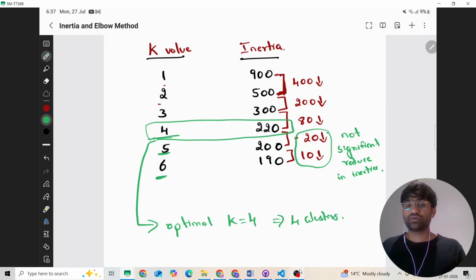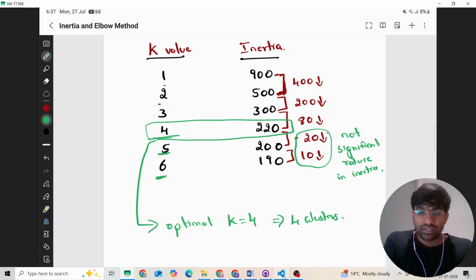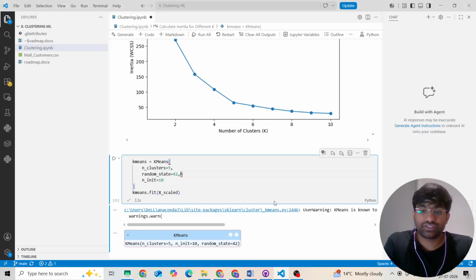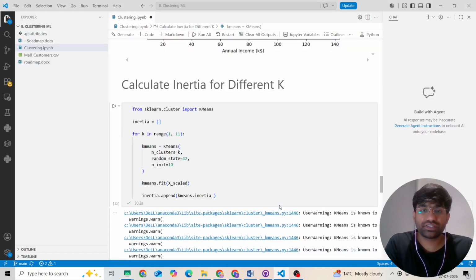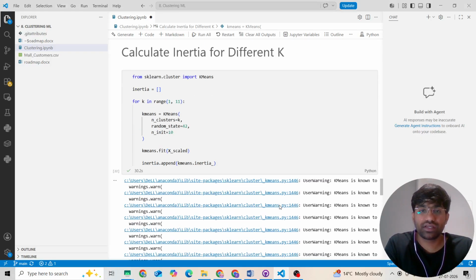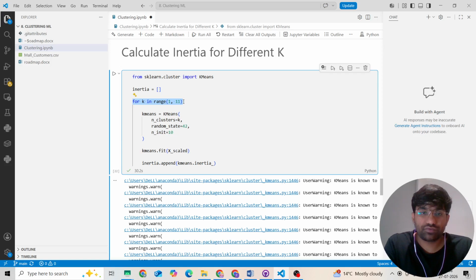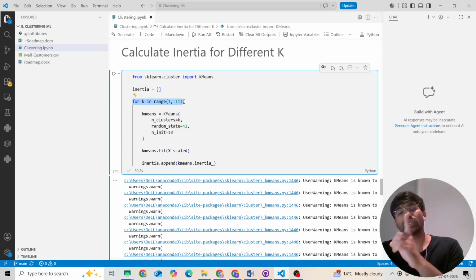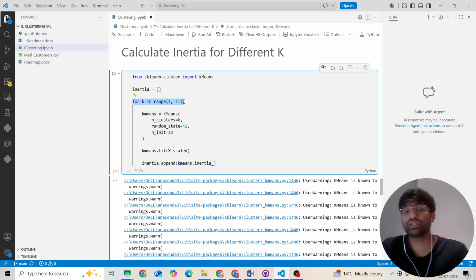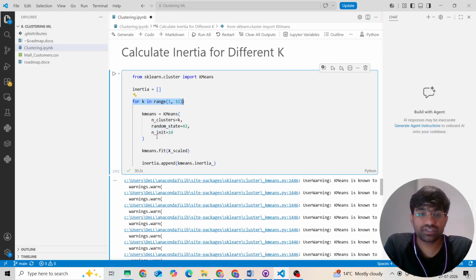So this is how we use inertia and the elbow method. I have done the practical demonstration, continued from the previous example. I will calculate for k in range of 1 to 11, so it will use k equal to 1, 2, 3 and up to 11. It will build the k means algorithm, fit the model and find the inertia.